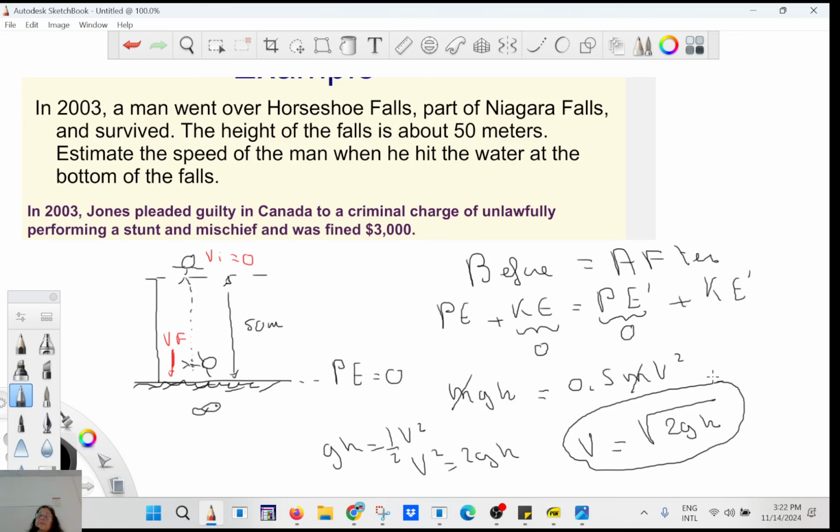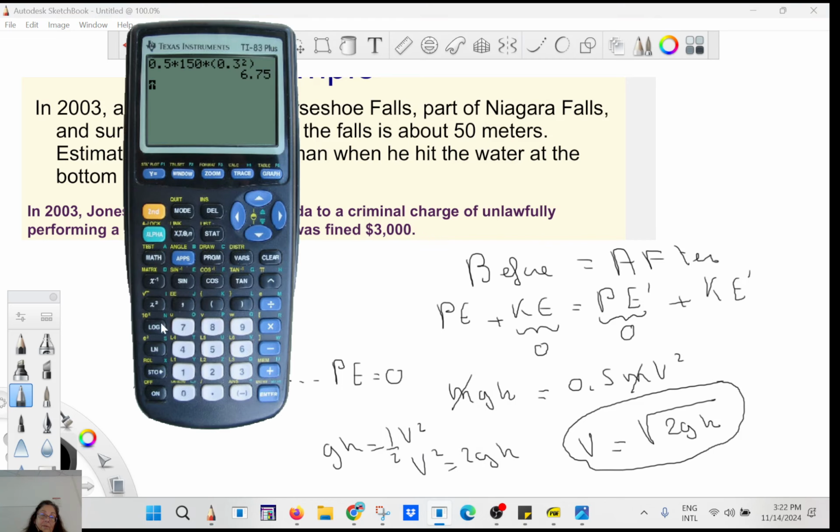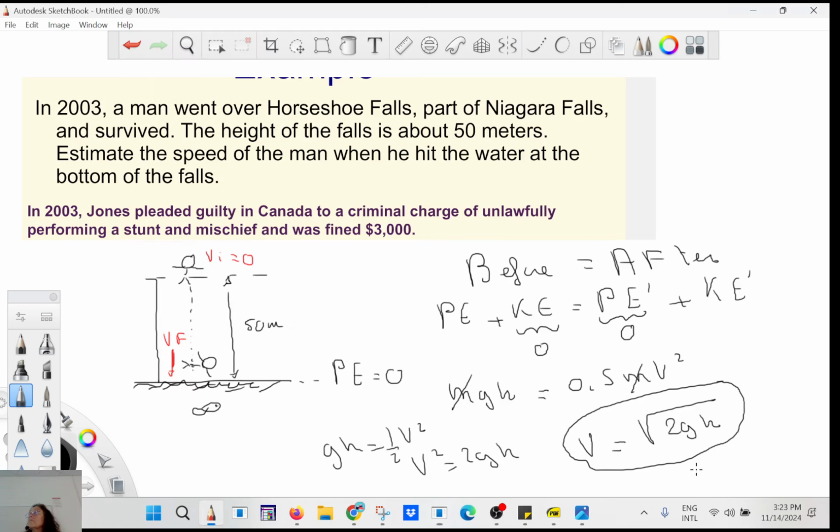Okay? So you have the square root of 2 times 10 times, what's the height? 50. That's 32, which is like 60 miles per hour. It's good that you have water. If he falls on the water, that has to be head first, because otherwise, ouch.